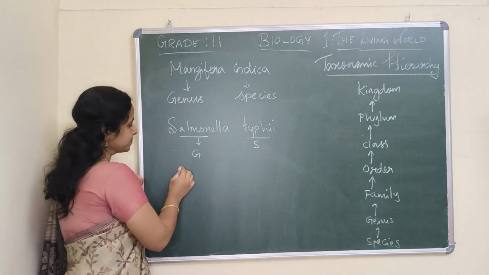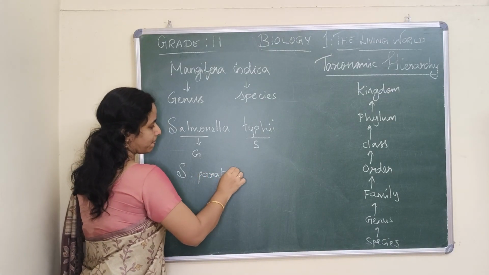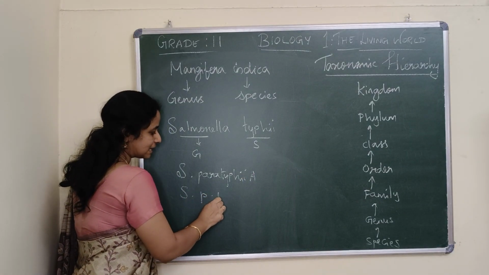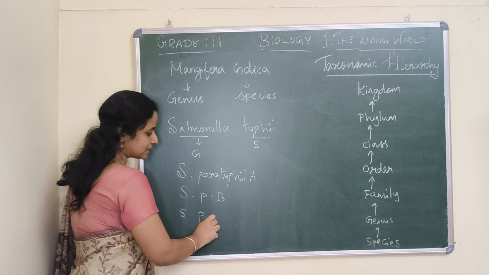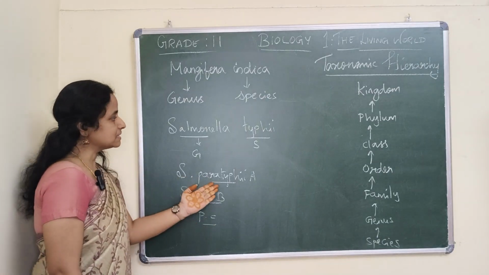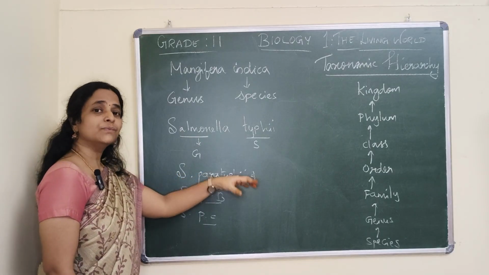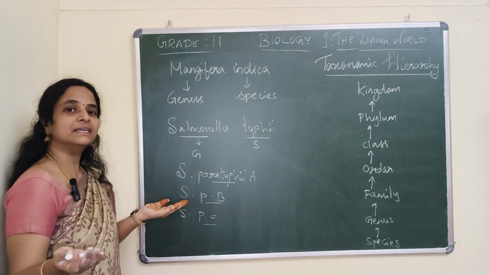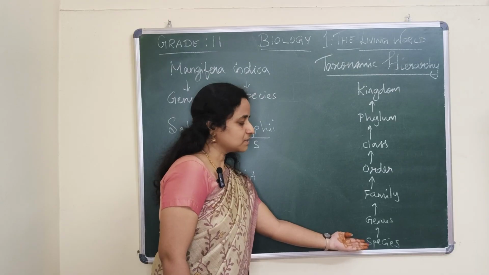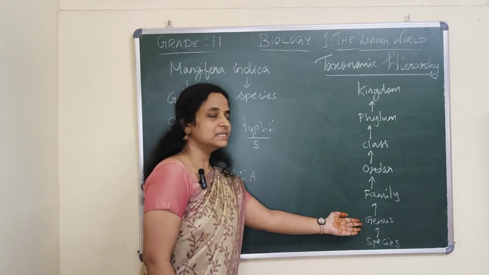Can you understand? So we have Salmonella paratyphi A, and we also have Salmonella paratyphi B, Salmonella paratyphi C. What is this paratyphi A, paratyphi B and paratyphi C? These are species. You should always remember the genus will be the same and the species will vary because we have different varieties that have to be classified. Always the lowest form will be the species, which will have different varieties. So the genus will be the same.